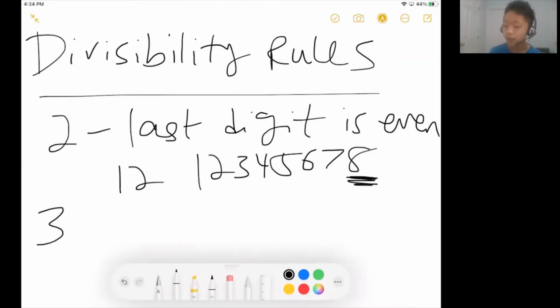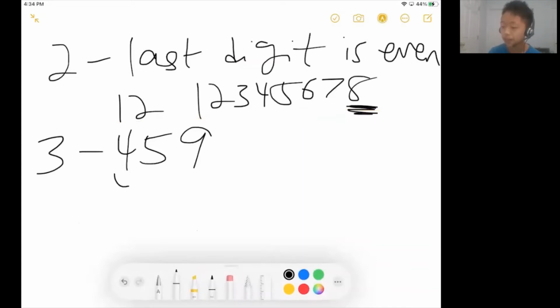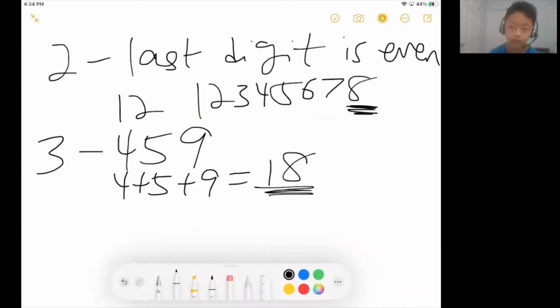Let's move on to 3. To test divisibility for 3, you take the sum of the digits, and if the sum of the digits is divisible by 3, then the number itself is divisible by 3. For example, the number 459: if you add the digits together, 4 plus 5 plus 9, you get 18. And 18 is divisible by 3, so you can conclude that 459 is divisible by 3. So for 3, you just add the digits and see if the sum is divisible by 3.